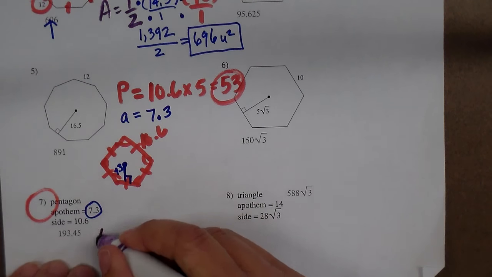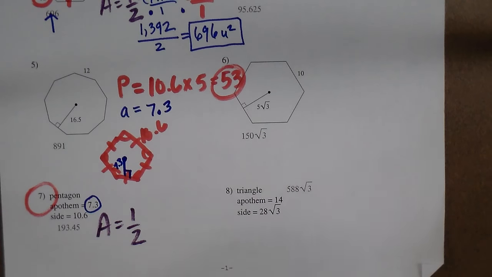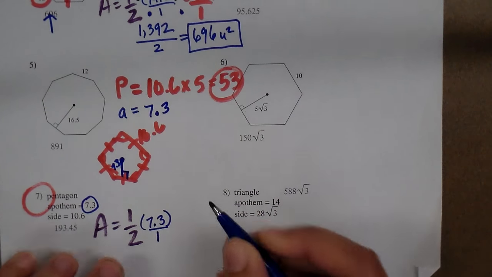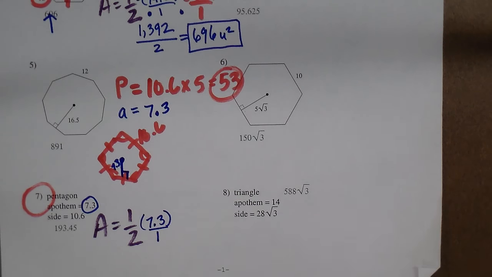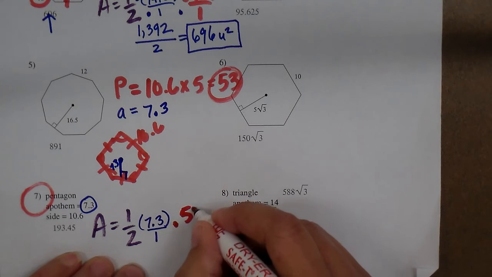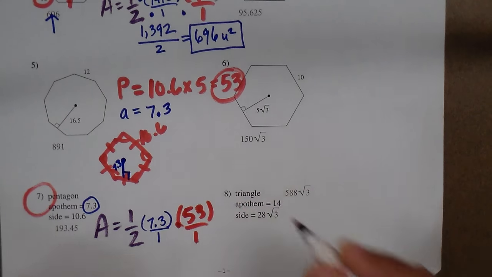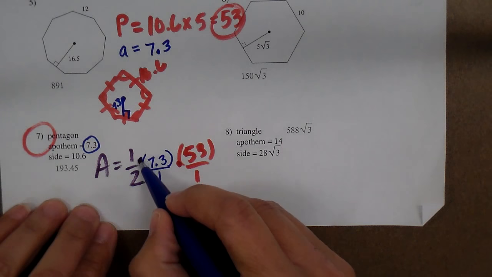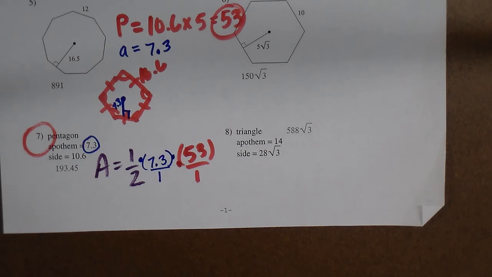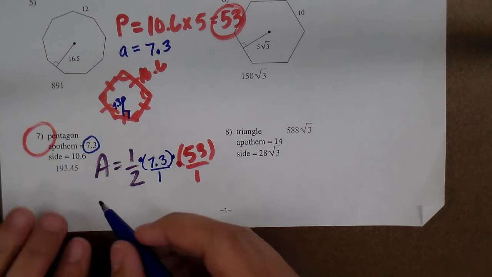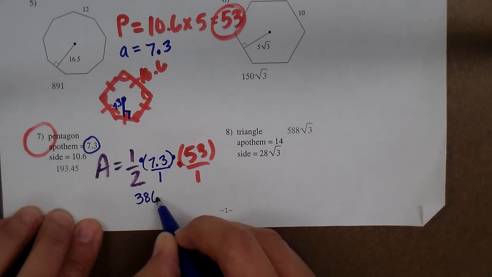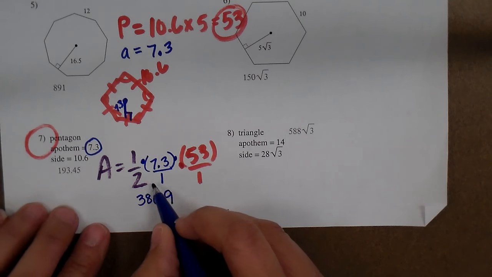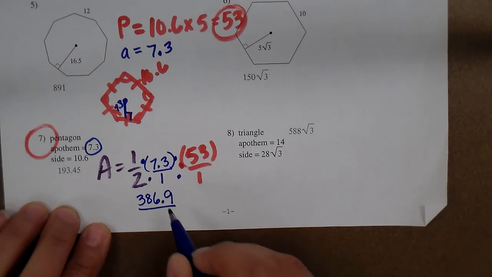The area is going to be 1/2 the apothem, which is 7.3. It's the same as 7.3 over 1. Remember, you can put any fraction over 1, times the perimeter, which was what? 53. And so now I'm just going to multiply across. On top, I have 7.3 times 53. So 7.3 times 53, that is 386.9. And then on the bottom, I have 2 times 1 times 1, which is just 2.